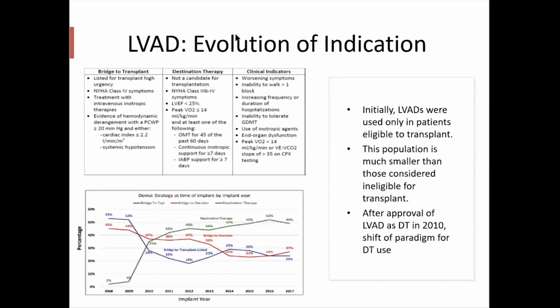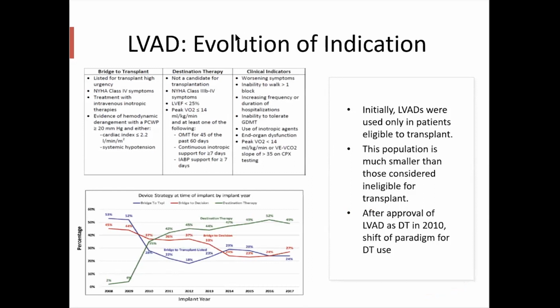How do we use the LVAD by indication? The two main indications are bridge to transplant or destination therapy. Bridge to transplant are patients who are listed for a heart transplant, candidates for a heart transplant. They are NYHA class 4, and they have hemodynamics with a low cardiac index and high wedge. They can get implanted with an LVAD while waiting for a transplant.